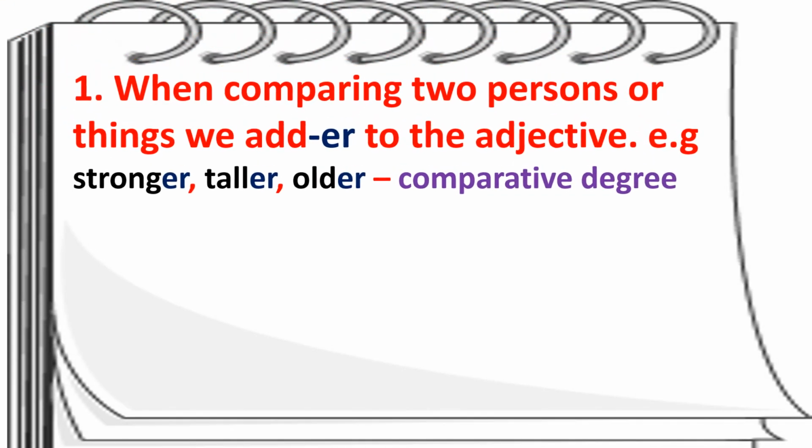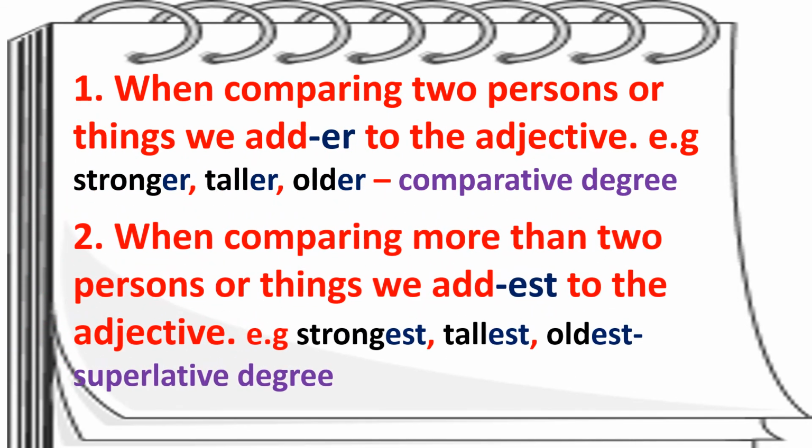What did we learn from this lesson? We learned that when comparing two persons or things, we add ER to the adjective. Example, stronger, taller, older. And this is called the comparative degree. When comparing more than two persons or things, we add EST to the adjective, as in strongest, tallest, and oldest. And this is called the superlative degree.